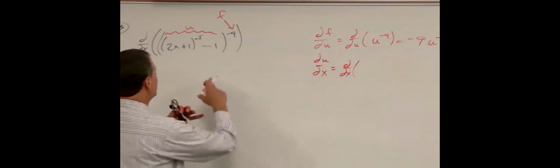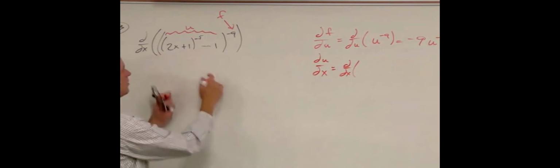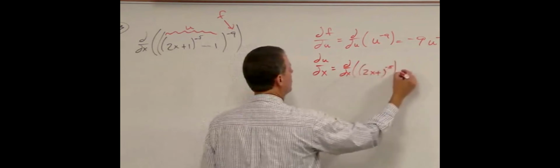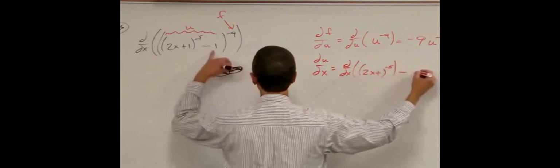That's d by dx of, well, now here's the problem, folks. We've got stuff going on in there. I've got two parts to it, a minus 1 and then the other stuff. So I have to do a derivative of 2x plus 1 to the negative 5, minus, and then the derivative of negative 1 is going to be 0.